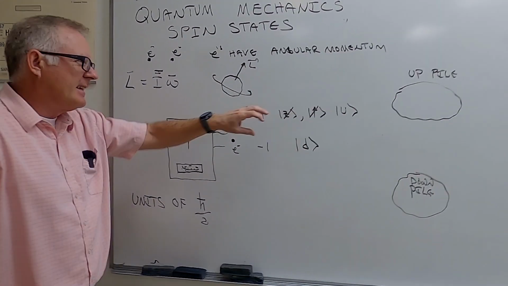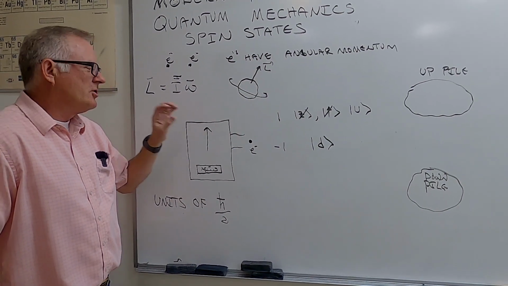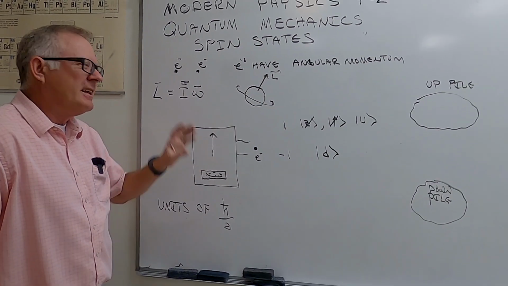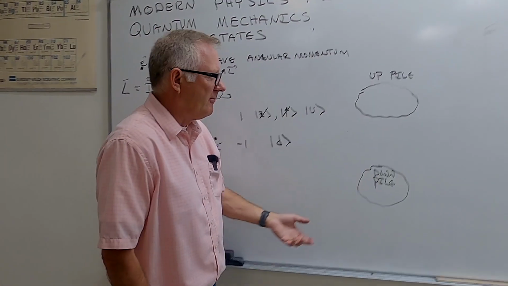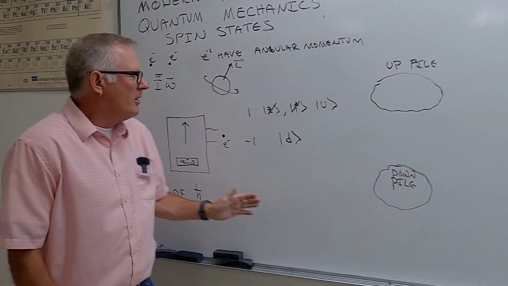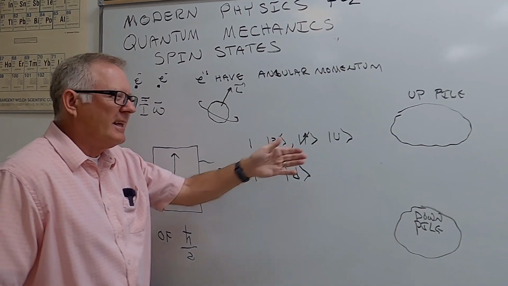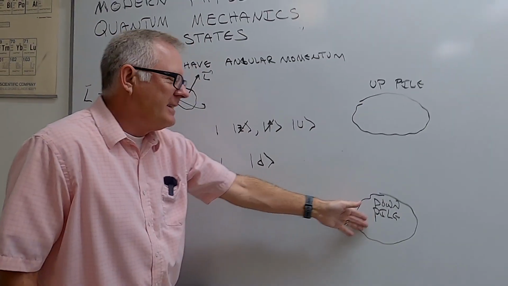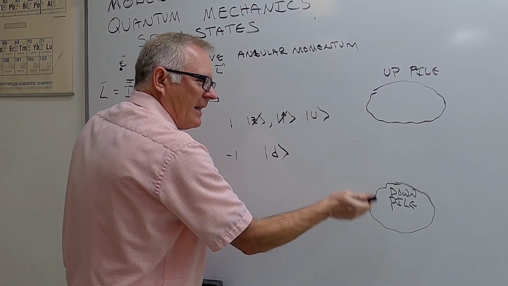If I test these again, I get ups on all of them, which is good, because if they just changed randomly, then this class would be very tough. I need some way of reproducing an experiment. So if I measure this as up, and put it in the up pile, and then measure it again, I should get up again. And same with the down. I should get down again. Once you're in up, you're up. Once you're down, you're in down.